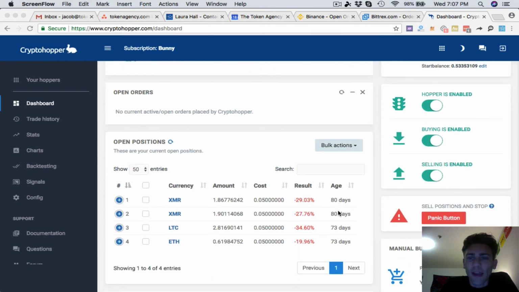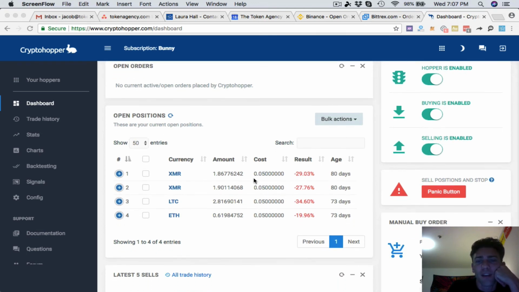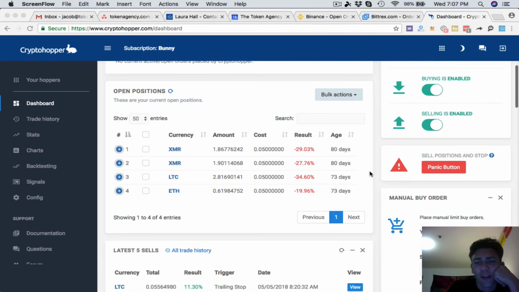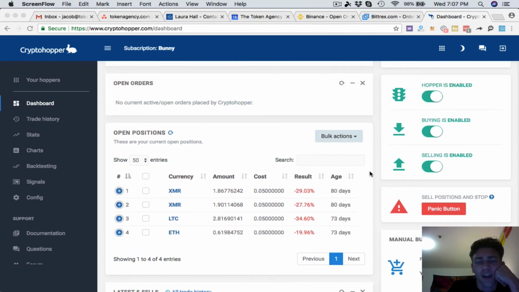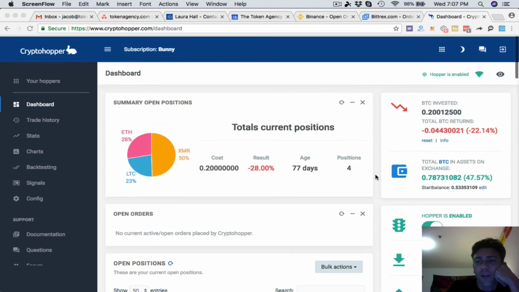So we're already at, what, 80 days? 80 days for these two positions, 73 for these two. Yeah, and since I've allocated 0.2 Bitcoin for the hopper to play with and these 0.05 positions, it's really just stuck there and waiting for now, and I'm not going to mess with it. So we'll see what happens.